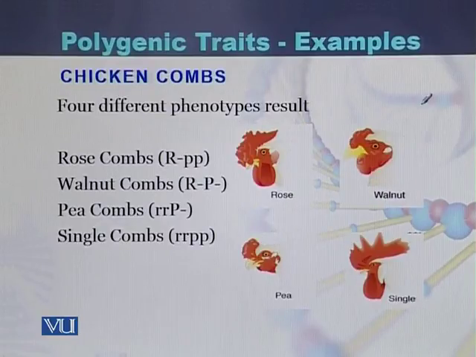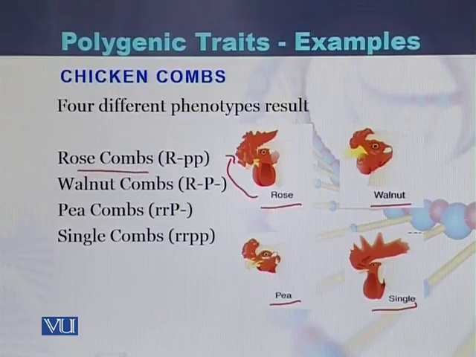It can be in rose form, this is the chicken comb. It can be in walnut form, it can be in pea form, and it can be in single form. So there are 4 different phenotypes. These 4 different phenotypes are controlled by 2 genes. In case of rose comb, the R gene is in dominant form, while the second gene, P, is in recessive form. So this is for the rose.